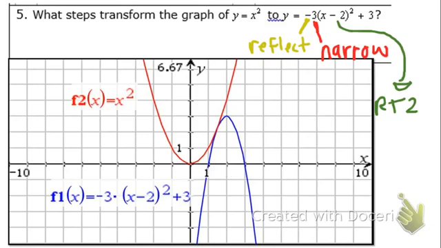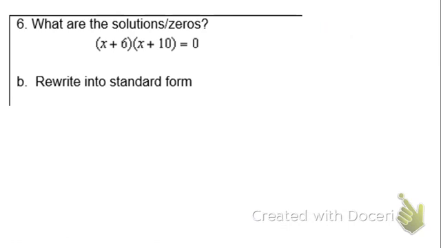And then the 3 out here on the side, it moves the parabola up 3. So again, let's look at the vertex. It's not here on the x-axis, it's up 1, 2, 3. So it went to the right 2 and up 3. Okay? So those are the changes. Again, if you don't know the rules, learn how to use that graphing calculator in your favor. Alright, number 6, what are the zeros?